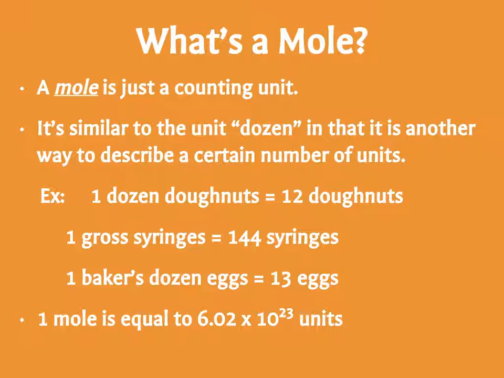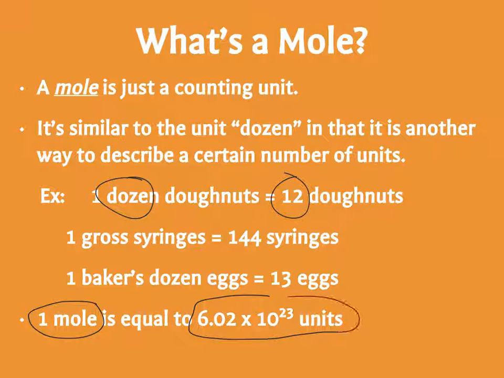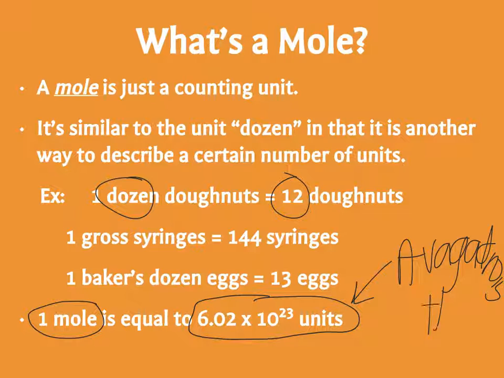Now, one mole is always equal to one certain number, just like a dozen is always equal to 12. Well, for us, the number you need to get ingrained in your mind is that 1 mole is always equal to this number, 6.02 times 10 to the 23rd of whatever you're talking about. And another name for this number is Avogadro's number. That's because the guy who came up with it was named Amadeo Avogadro.